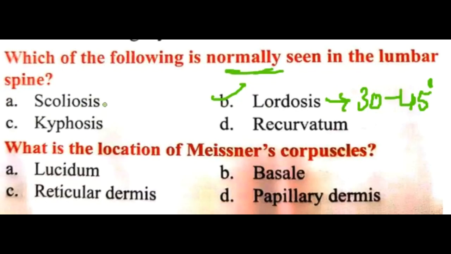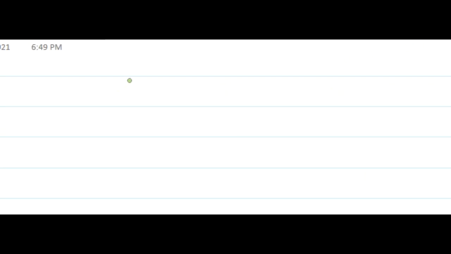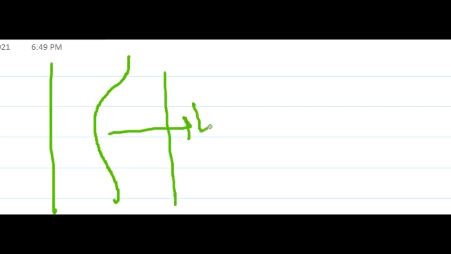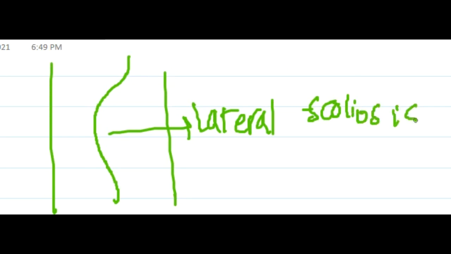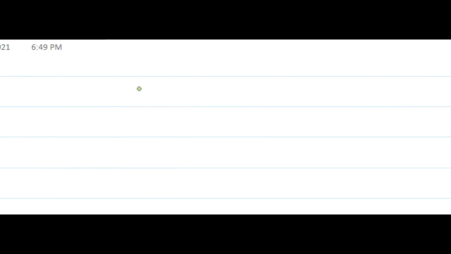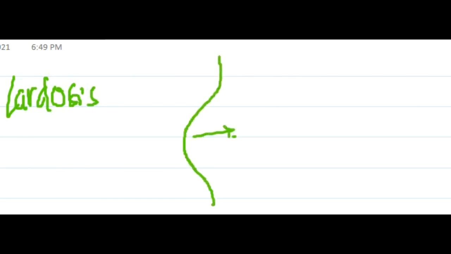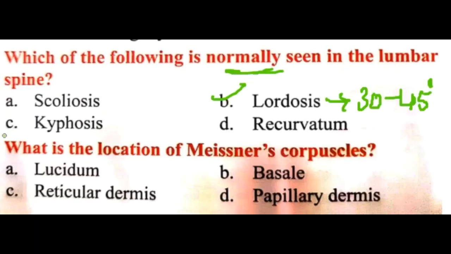Then what about the other options? What is scoliosis? Scoliosis is lateral deviation of the spine. So if the spine is like this, this is a person. If the spine is laterally deviated, then that is called scoliosis. This lateral deviation can occur from unequal growth of the vertebral column, or erosion of vertebral bodies, or asymmetrical weakness of the vertebral muscles. Then lordosis. Lordosis is actually anterior curvature, which you see like this. This is lordosis.